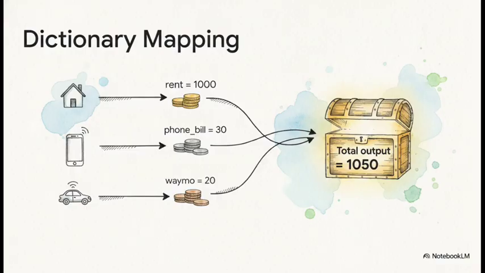Our for loop just steps right through these. First, it sees rent and adds 1,000 to our total of 0. Next, it sees phone_bill and adds 30, bringing us to 1,030. And finally, it sees Waymo and adds 20. So 1,000 plus 30 plus 20 perfectly leads us to our final output of 1,050. It's dynamic, it's clearly labeled, and it is just incredibly powerful.